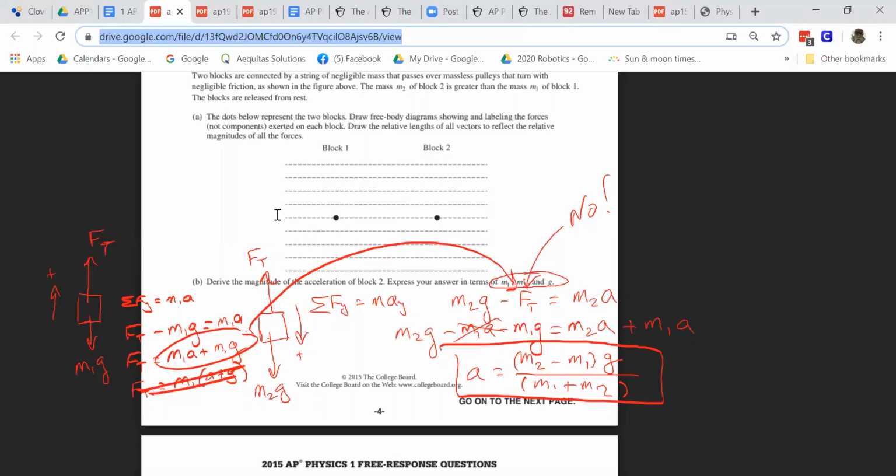So I'm going to show you, and I've shown you this trick before. There's another way of doing this, and that is combining it all into one free body diagram. Then you don't have to worry about the tension force. Watch this. This is beautiful.